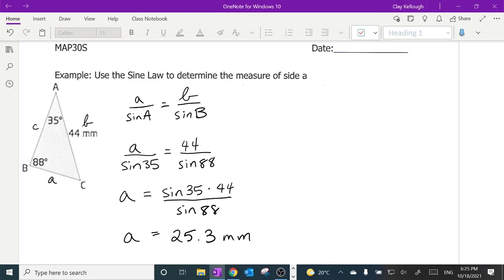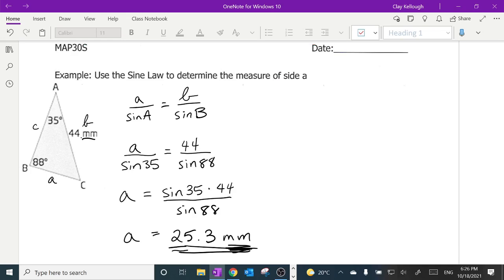But if a question says to the nearest tenth or to the nearest whole number, you have to do what it says or it's going to cost you half a mark. Same thing with units. If the question has units, the answer should have units. And there we go. That's how we use our new sine law. That's the easiest kind of sine law question: finding a side when I know an angle across from a side.